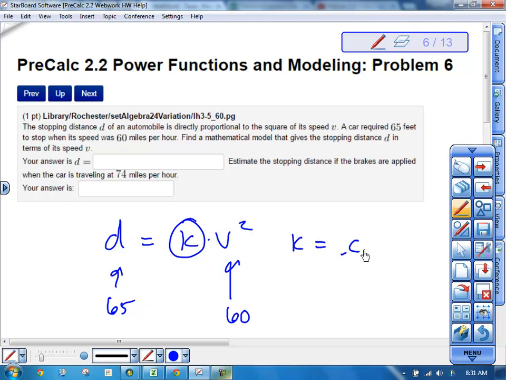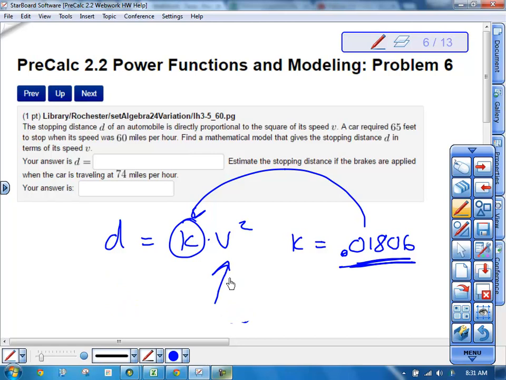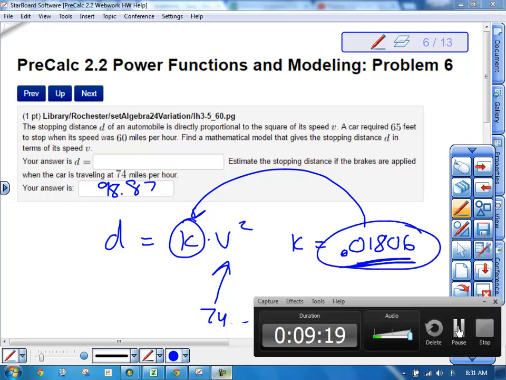And that gives me a k of 0.01806. Webwork's picky, it wants a lot of decimal places. So if you enter that in here, that's your equation. And then it gives us another question. It says when the car is traveling 74 miles an hour, so now just plug in 74 for v, and you'll find the corresponding distance, which for my case, it's 98.87. So sometimes Webwork's really picky about how many decimal places it wants, so be careful.